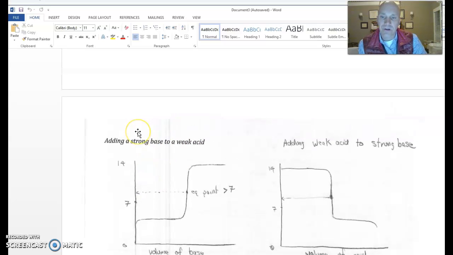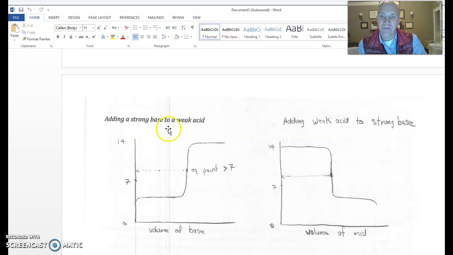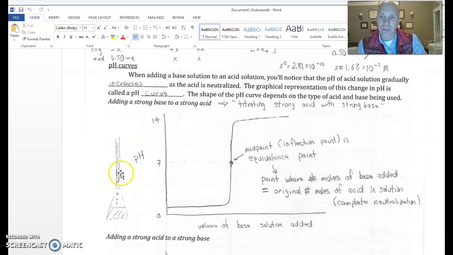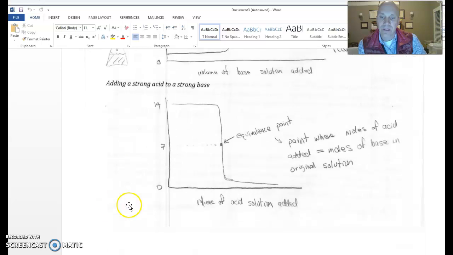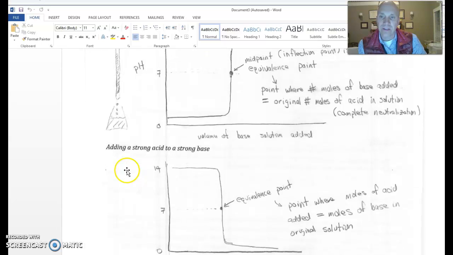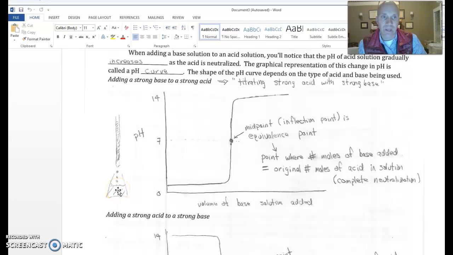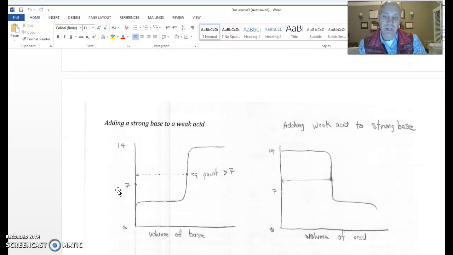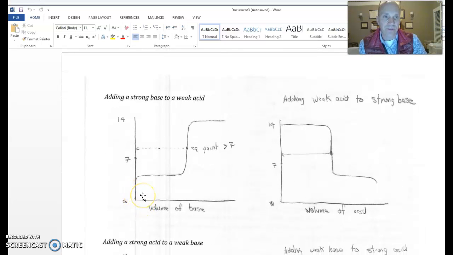All right, what are some things that are going to be different? Well, if you're starting with your bottom solution here, if you're adding something to a weak acid, then this starting solution down here would be a weak acid. And so we would not expect that its pH would be quite as low as if it were a strong acid. So that's why its pH starts lower.